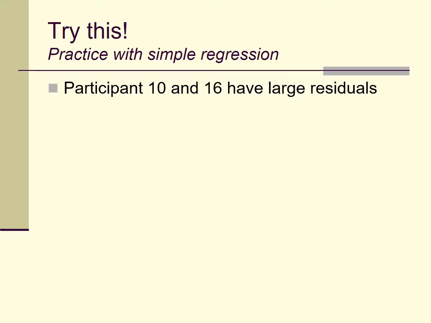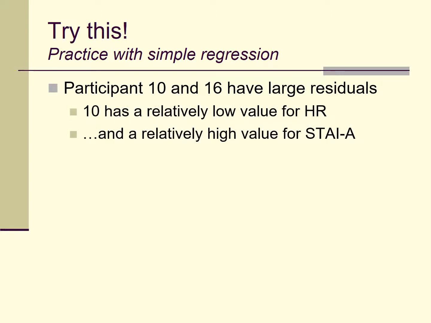Now those people are participant number 10 and participant number 16. If you look at them closely, you see that participant number 10 has a relatively low value for baseline heart rate and a relatively high value for her state anxiety. And participant number 16 has just the opposite problem. He or she has a relatively high value for heart rate and a relatively low value for anxiety.